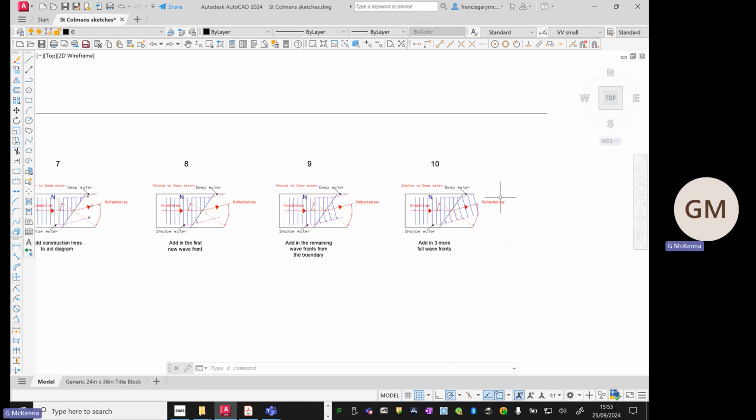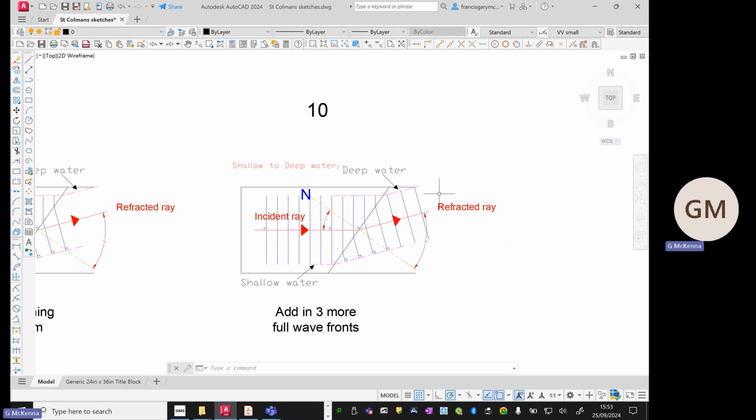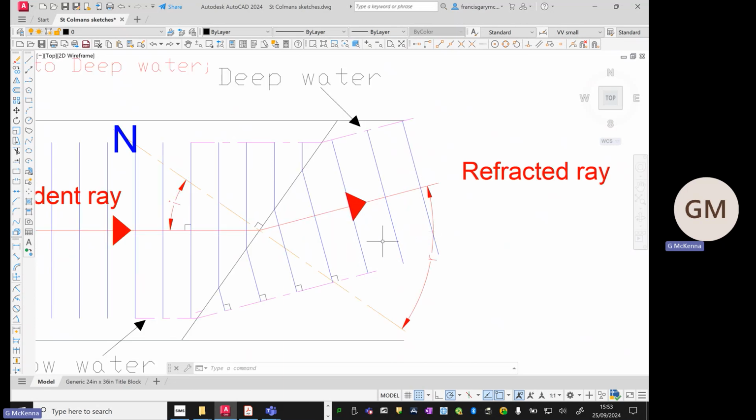And finally, on number ten here, just add in three full more wavefronts. I'm not going to go through this one in too much detail, but you're going to have to use a ruler on your page to measure your new wavelength between wave crests, and then go back to the first one you've just finished up with, measure out that distance, put a wee dot down, measure out the distance, put a wee dot down, and then finally put in the remaining wavefronts.